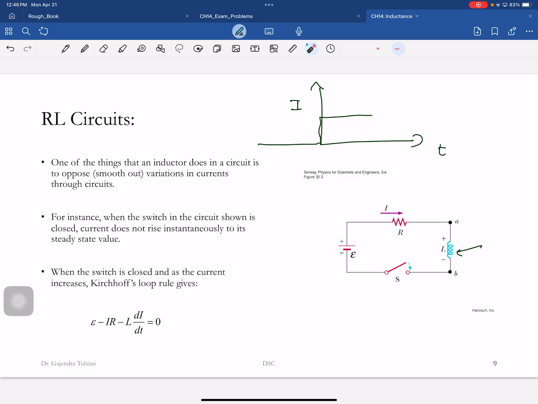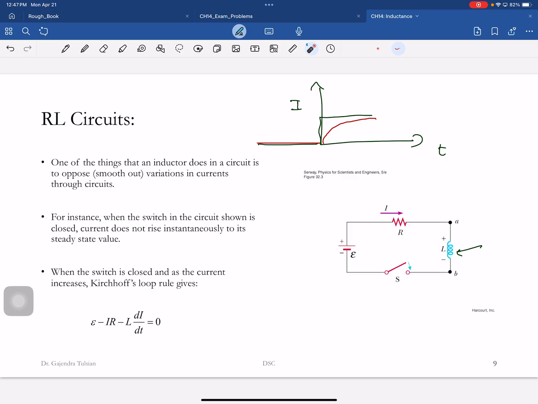Now we're going to show you that behavior. You close the switch at time t equal to 0, and the current rises like that. Depending on the values, the current rises in a few milliseconds, but that's what we're interested in. We want to study this behavior and get an expression for the rise in current in this circuit.